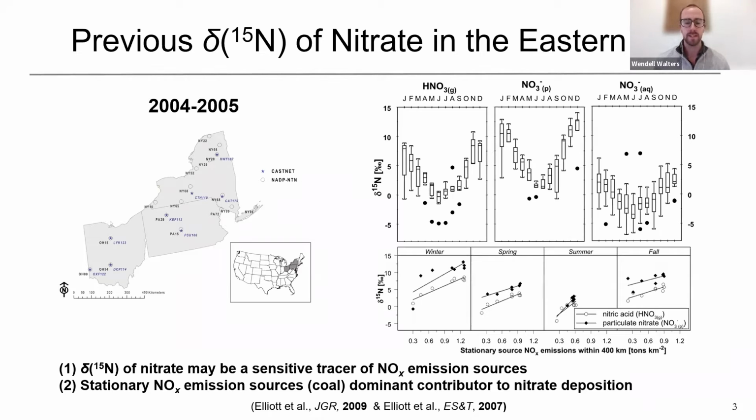Motivated by this study, in recent years, our community has significantly improved our understanding of the delta 15N emission source values of NOx, as well as our understanding of isotope effects associated with NOx oxidation. Further, since the time of this study, across the United States, but particularly the northeastern United States, we've experienced a significant reduction in NOx emissions, such that we can evaluate how these reductions have impacted nitrate deposition, and we can use delta 15N as an important source apportionment tool.